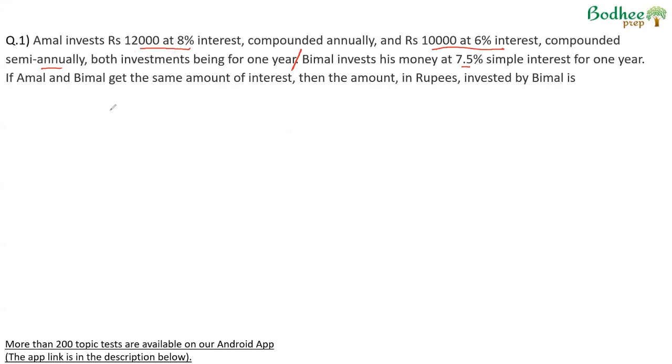Now the interest that Amal will get is 8% of 12,000, plus, since this 6% is compounded semi-annually, what will happen is, for the first 6 months, the interest will be 3%. That is 6 by 2. For the next 6 months, interest will be 3%. So the overall interest for the year will be 3 plus 3 plus 3 into 3 upon 100, which will come out to 6.09%. And therefore, 6.09% of 10,000 will be the interest on the second part. This should be the interest that Bimal gets.